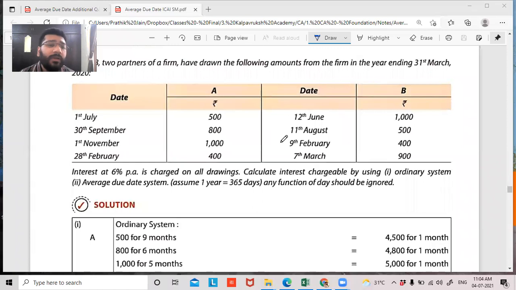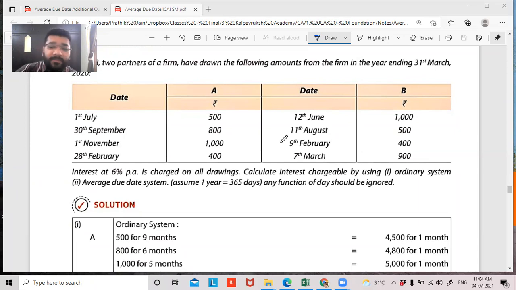So guys, can we do the ordinary method first? In the ordinary method, please tell me which of the 3 methods is applicable. That is simple, product, and average period. Which of the 3 is applicable here? Is the average period method applicable here?